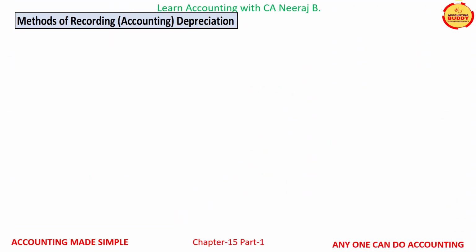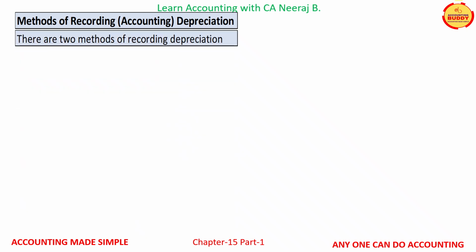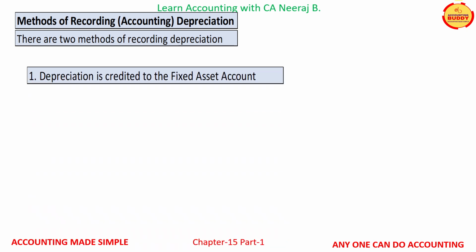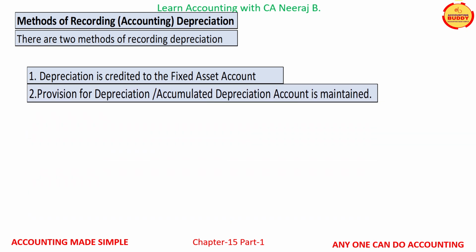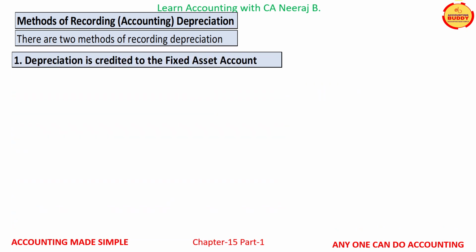In this slide, we will learn about methods of recording depreciation in accounting. There are two methods of recording depreciation. First is under which the depreciation is credited to the profit and loss account, and the second is where the provision for depreciation or accumulated depreciation account is maintained. Let us first talk about first method under which the depreciation is credited to the fixed asset account.